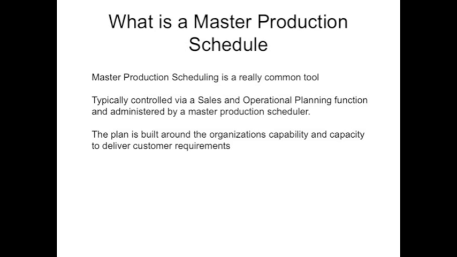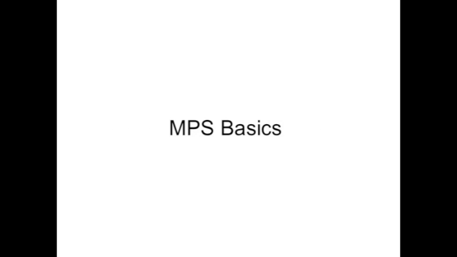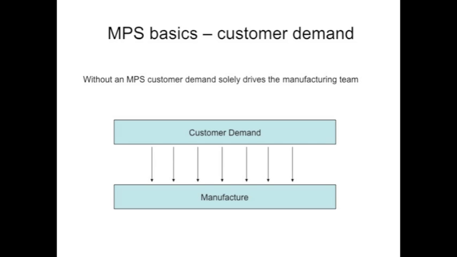What's important about an MPS plan is that it is built around the organization's capability and also its capacity against delivering against its customer requirement. Without an MPS schedule, the manufacturing team typically work from the customer sales orders which have been loaded onto the MRP system. These are usually coupled with any make-to-stock requirements.